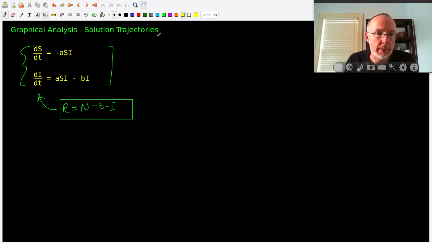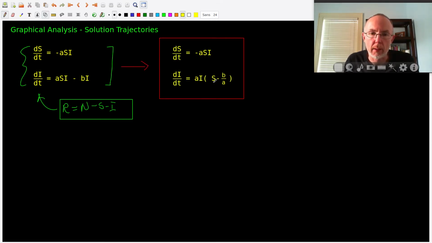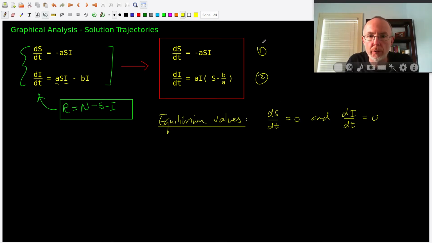So let's rewrite them by just factoring. I'm factoring here the A and the I out from the first term, just leaving the S, and then the second term, that's going to leave a B over A. Multiply back in, and you'll see that that's the right system. But from here we can see the equilibrium values, right? Remember equilibrium values are where the derivatives are zero, which in this case, from the first equation, we're going to have the condition that A times S times I is equal to zero.